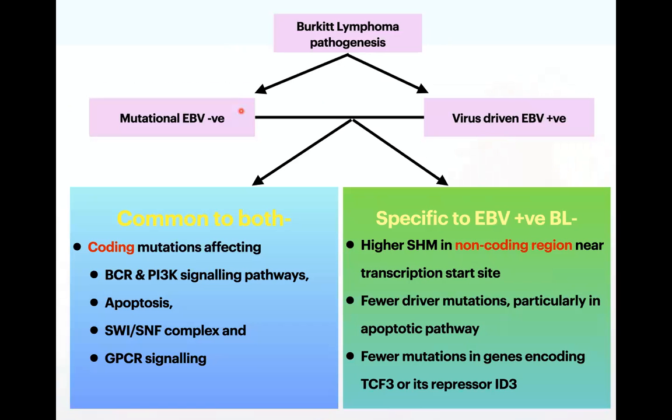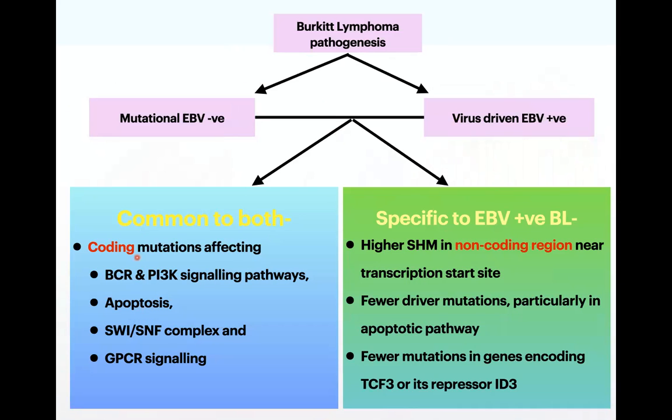The pathogenesis of Burkitt's lymphoma can be described as mutational, which is EBV negative, and the second is virus driven, that is EBV positive. There are some features which are common in both, and then there are some which are specific to EBV positive Burkitt lymphoma. So what are the features which are common in both?